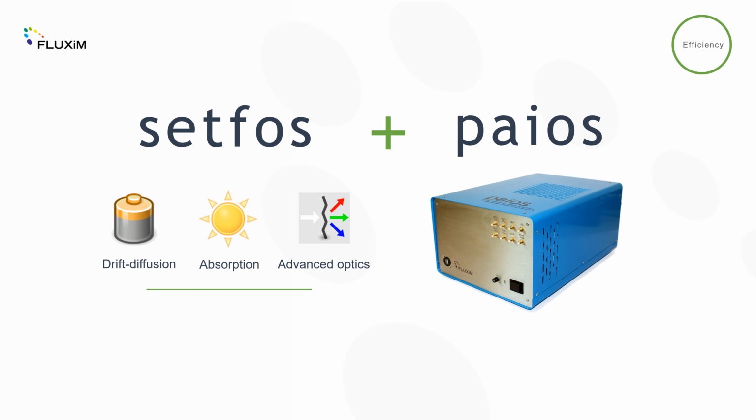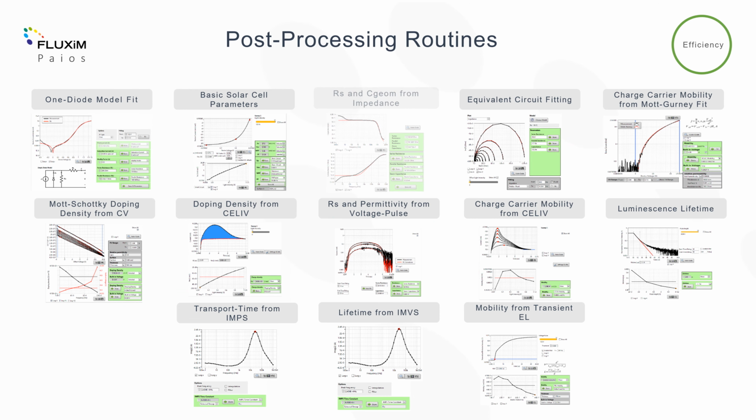Both SETFOS and PIOS can help you with analysing your experimental data. Within the PIOS software, you can fit the data with the integrated fitting routines. Experiments from different devices can be easily compared, and the key results can be sorted out for final publication.